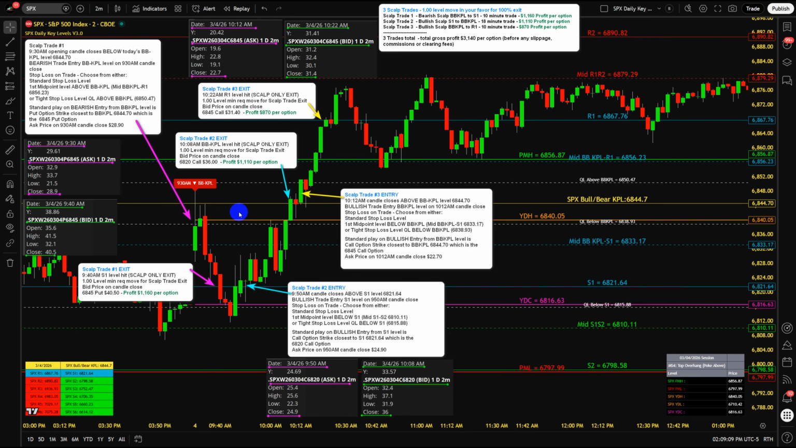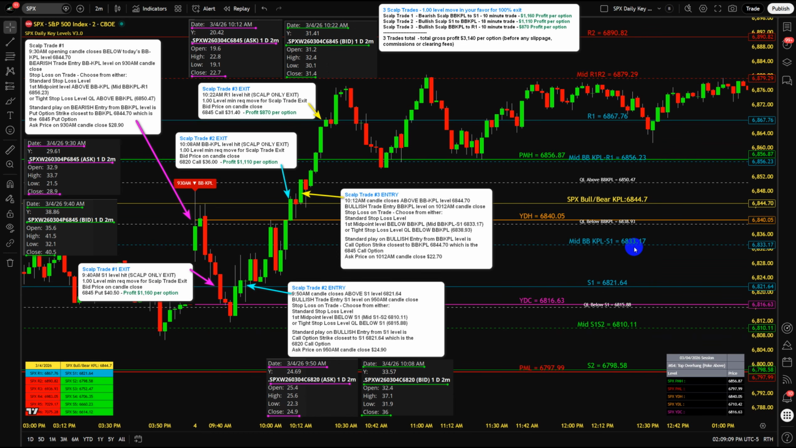With this indicator, you can take trades off of the main key levels, which are the bull bear KPL level here, or the R levels above the BBKPL, the R1 through R6 levels, which as you can see we have down here. We've zoomed out so you're not seeing all 6 levels above and 6 levels below. Also, you have the S1 through S6 levels below. The midpoint levels and the QL levels serve different purposes. Those are not for taking trades off of. They serve different purposes for using with this daily key level strategy.